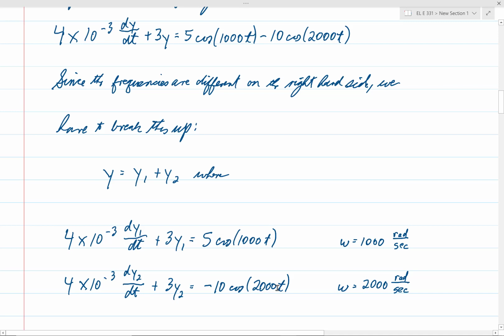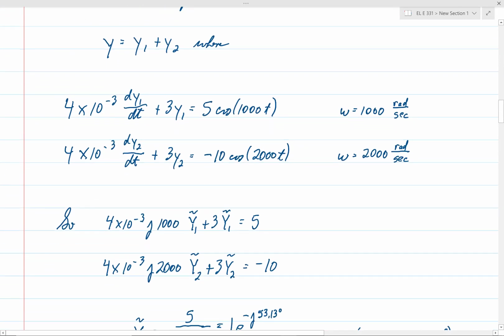Now this becomes important right away because now when we take the phasor of both sides of either of these equations, well, when you take the phasor of a derivative, you'll get j omega. But omega is different for the two equations, so it's absolutely critical that you are aware of that. So let's see what happens.